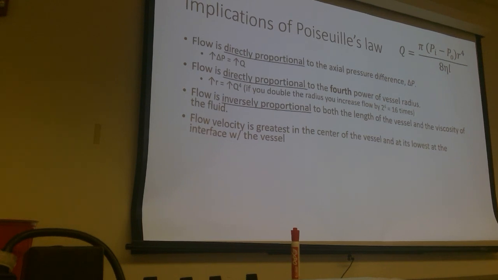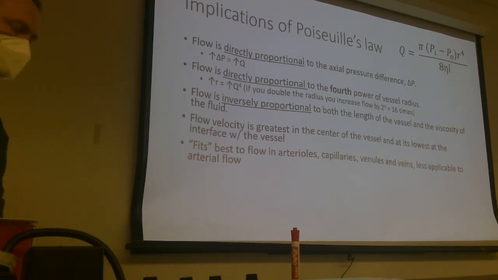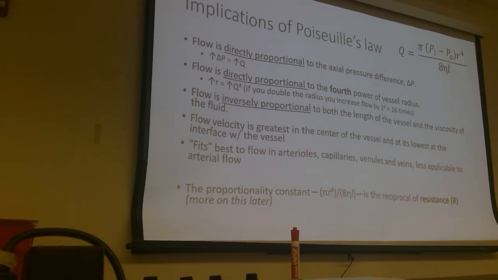And we'll talk a little bit about that when we talk about the microcirculation and what happens to viscosity and flow. So this system fits best with the arterioles, the capillaries, the venules, and the veins because they do not have that pulsatile flow. So it's less applicable to our arterial flow. We still talk about it.